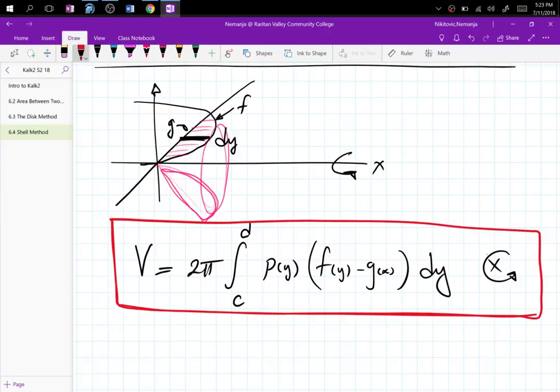On that, you wrote f of y minus g of x. It was supposed to be a y there. Oh no, it is y. That's horrendous. No, it is y.